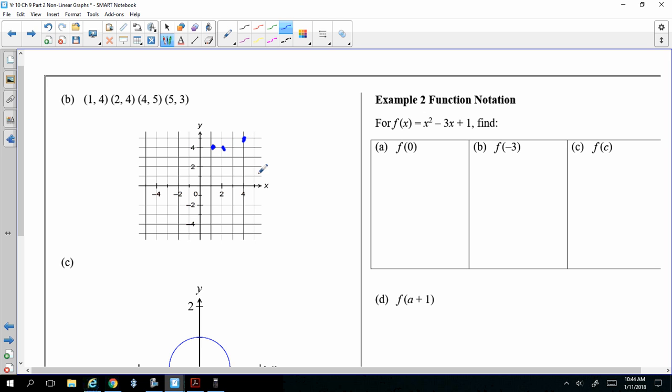Okay, so we got 4 points, and as you can see, it satisfies the vertical line test because each x value has only one y value. Each x, one y. So we say this is a function. Remember, each x only one y.